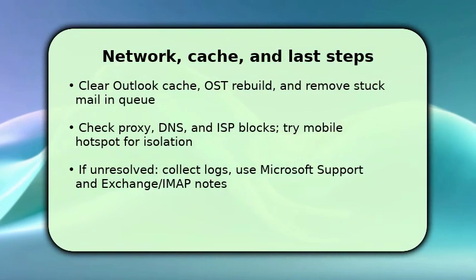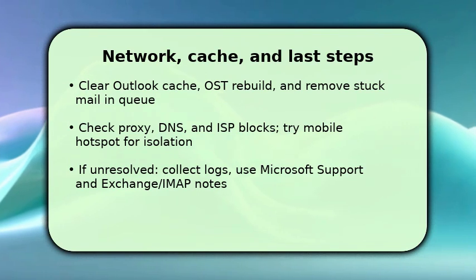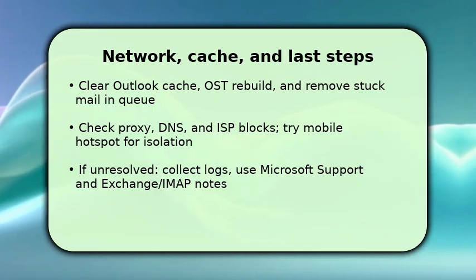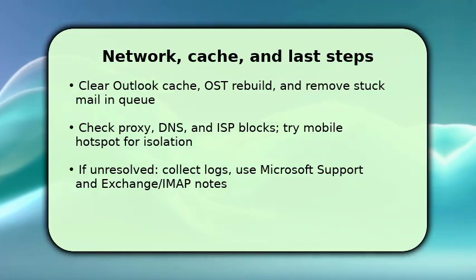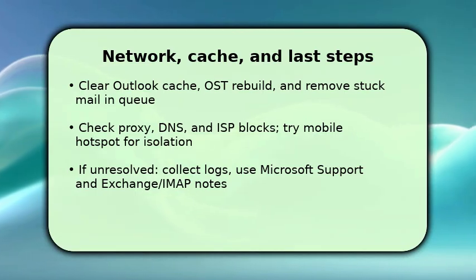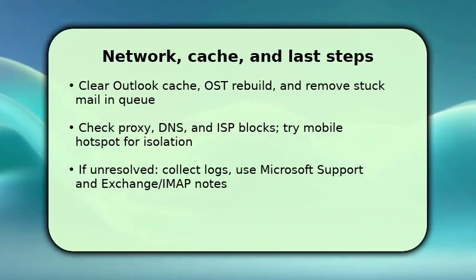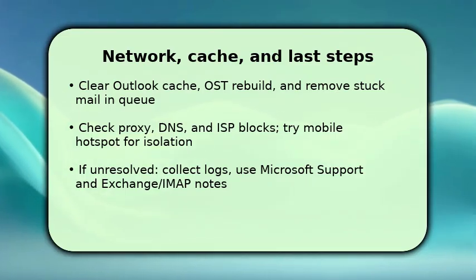Finish by cleaning local state. Close Outlook, delete the offline OST/cache or rebuild it, and clear the outbox of stuck messages so synchronization can proceed. Next, verify network-level causes. Check proxy settings, DNS resolution, and try a mobile hotspot to isolate ISP or corporate blocks. If you still see trying to connect, collect logs and account diagnostics, and escalate with your provider or Microsoft support.